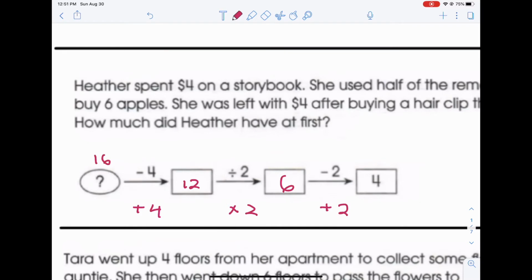16 minus 4 is indeed 12. 12 divided by 2 is indeed 6. And 6 minus 2 is indeed 4. So our correct answer that she started with was 16.